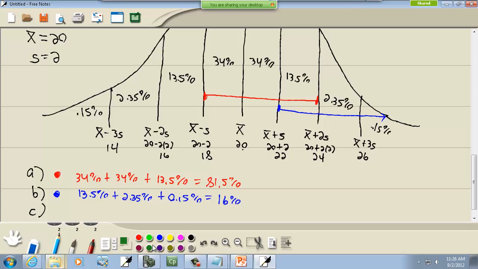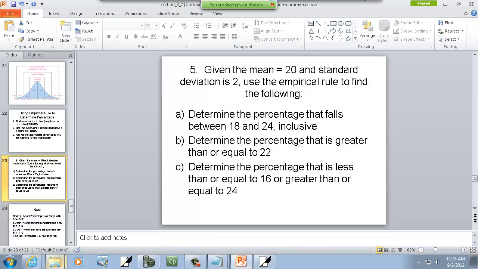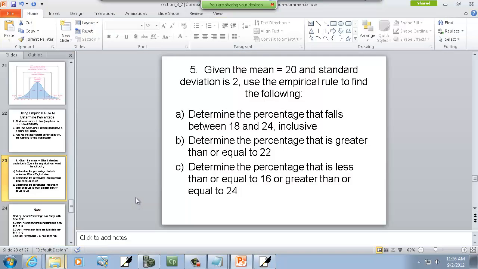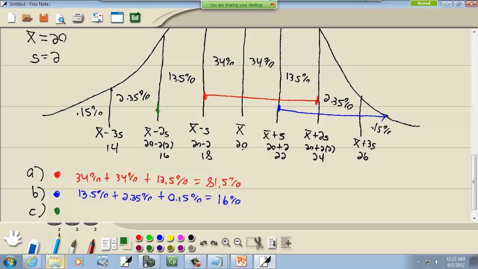Then C, I'll make it green, I guess. Determine the percentage that is less than or equal to 16 or greater than or equal to 24. So less than or equal to 16, here's 16. Less than or equal to would be that right there. Or greater than or equal to 24. Here's 24, so that'll be everything to the right. Okay, so here we got 0.15% plus 2.35%, and on this right side we'll have 2.35% and 0.15%.